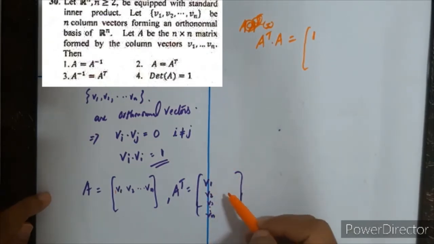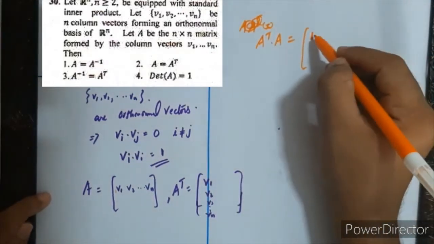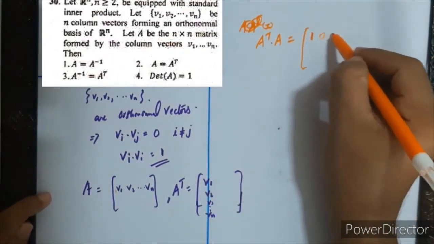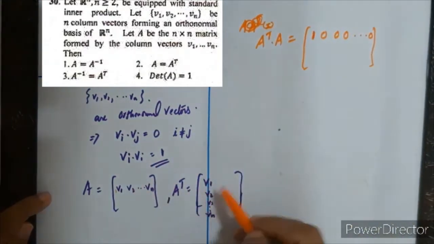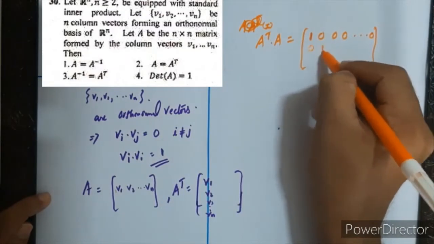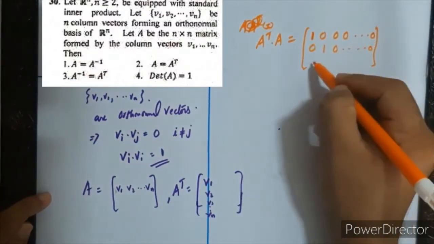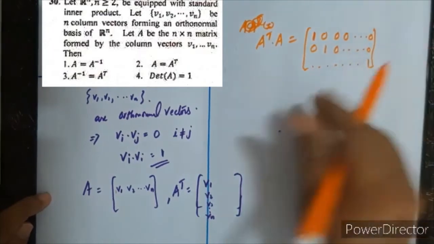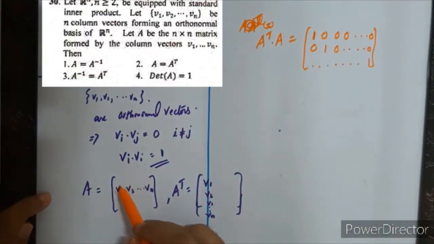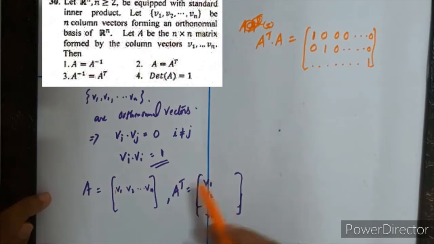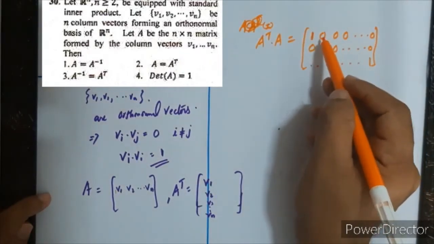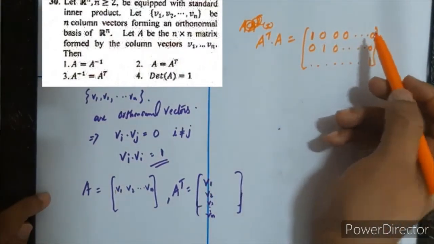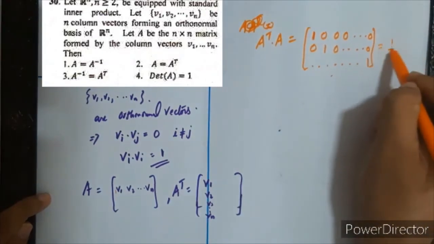What about the other values? This is matrix 1 0 0 0, and what about v2 dot v2? This is 0 1 0 0, etc. You will get 1. That means if you multiply this by this by this, then the first element v1 dot v1 is equal to 1, and all other elements are v1 dot v2, v3, etc. So this is an identity matrix.